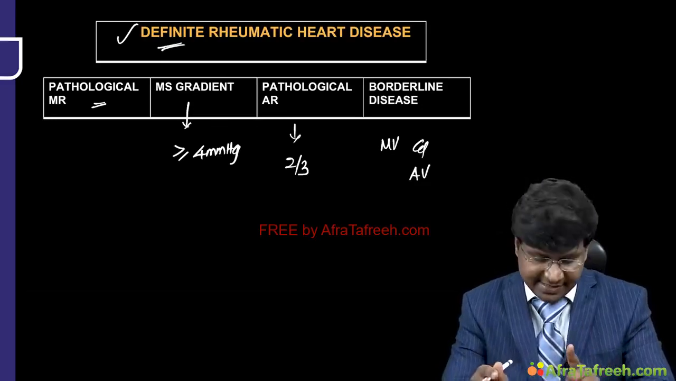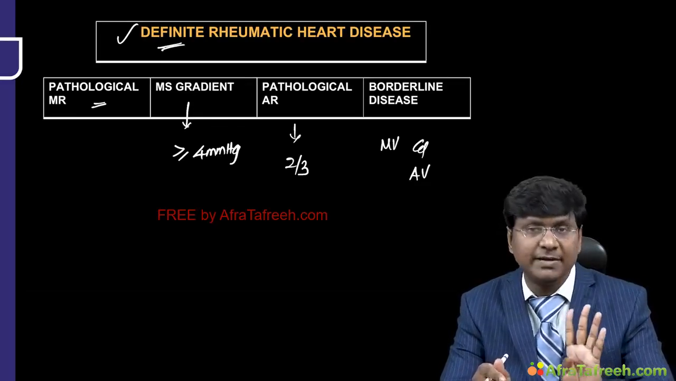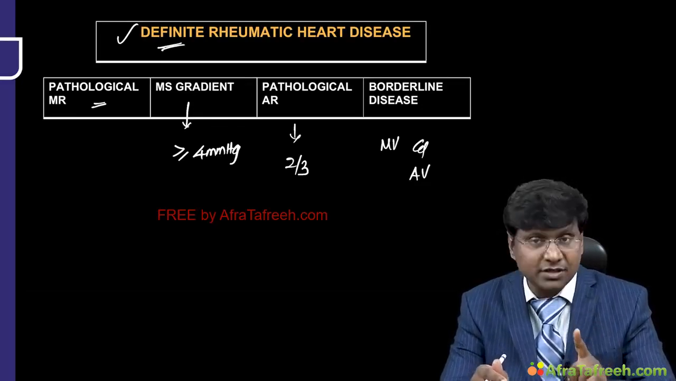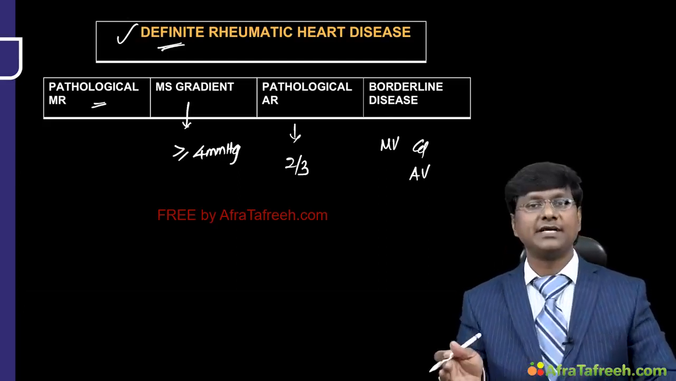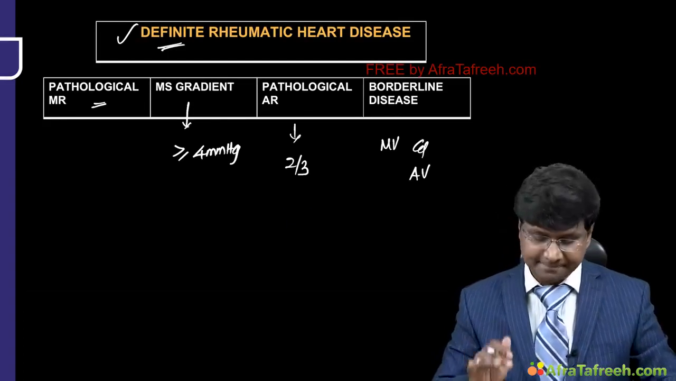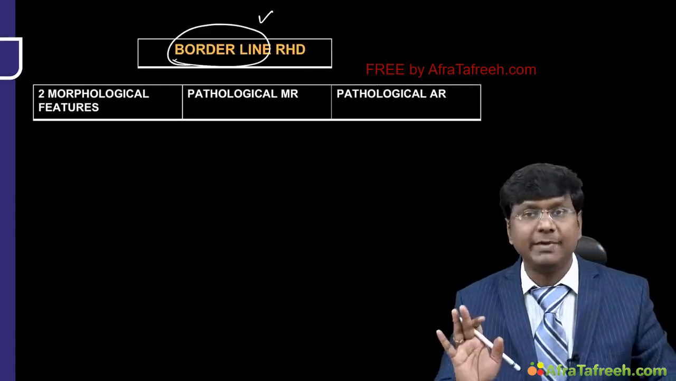Definite rheumatic heart disease is pathological MR, and at least 2 features should be there. MS gradient of more than or equal to 4 millimeters should be there. Pathological AR, 2 out of 3 should be there, and borderline mitral valve as well as aortic valve features should be there.